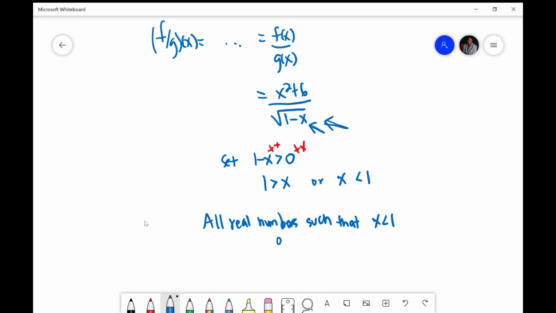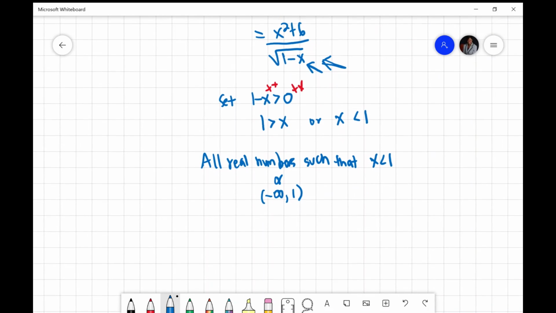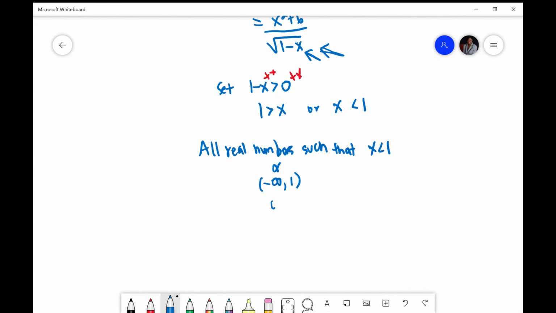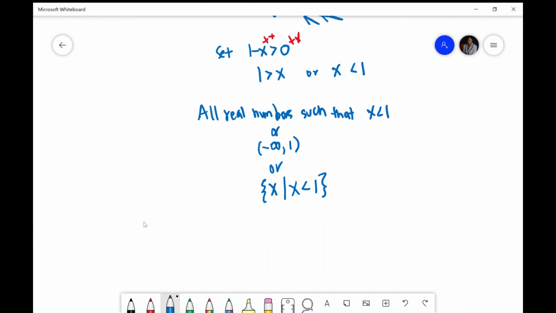Another way to write this would be from negative infinity to 1, right? We don't want it to equal 1. That's why we do not have a bracket. Or set builder notation, x such that x is less than 1. Alright, we're moving on to another type of problem.